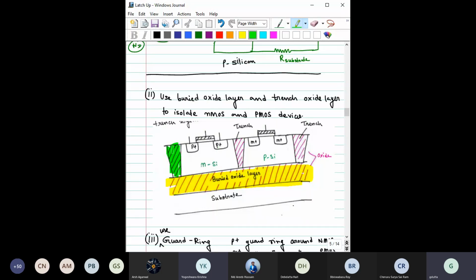So that is the same technique, trench isolation. So you use trench oxide here, trench oxide here. So you can see here, this basically gives what? This makes the PMOS. This makes the NMOS.